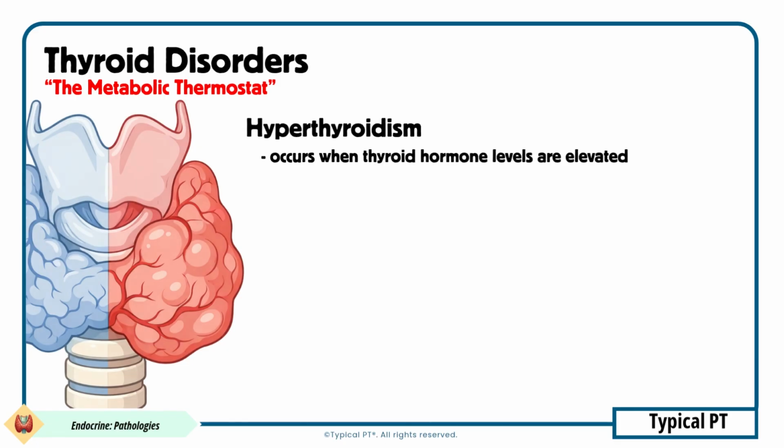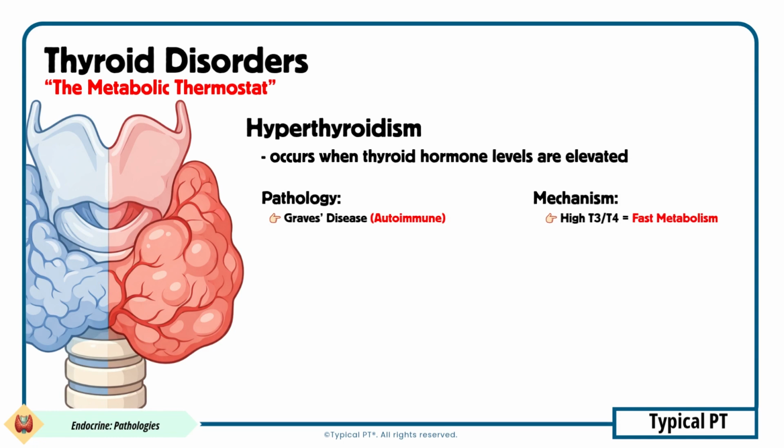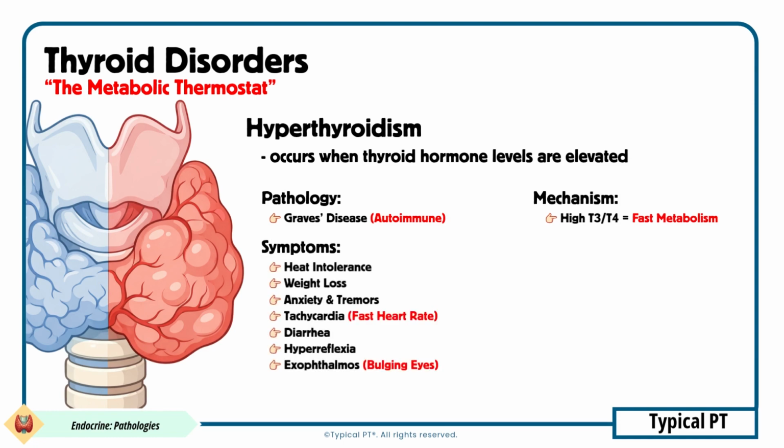Hyperthyroidism occurs when thyroid hormone levels are elevated, most commonly due to Graves' disease, another autoimmune condition. In this case, metabolism becomes excessively fast. These patients develop heat intolerance, weight loss despite normal intake, and tachycardia. They may appear anxious and tremulous, have frequent bowel movements, and demonstrate hyperreflexia. In Graves' disease, protrusion of the eyes, known as exophthalmos, is a characteristic finding.